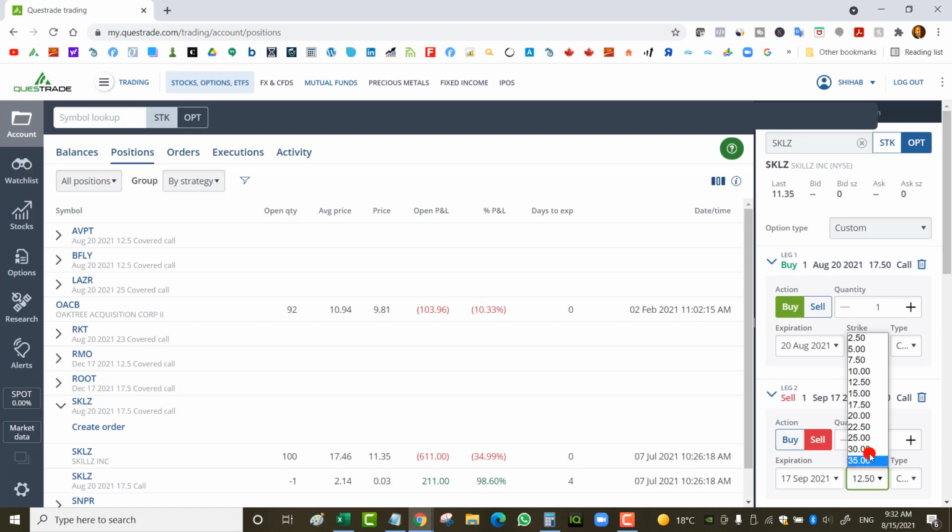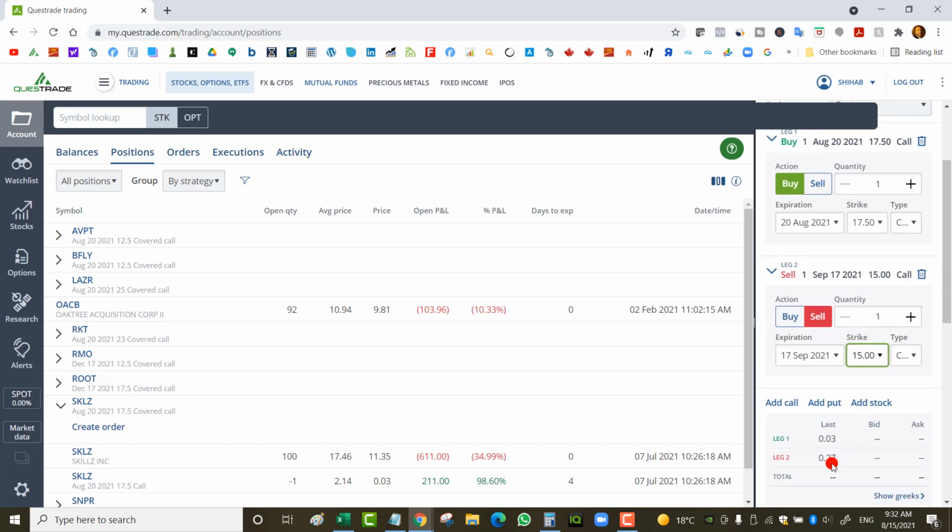So let's see, September 17 expiry, 15 strike, collect 27 cents. That's pretty bad. So let's say I go to October, I'm going to collect 55 cents. But if I stay at 17.5, which was my initial call strike, there's not much I can collect. So I might have to bring my strike lower.